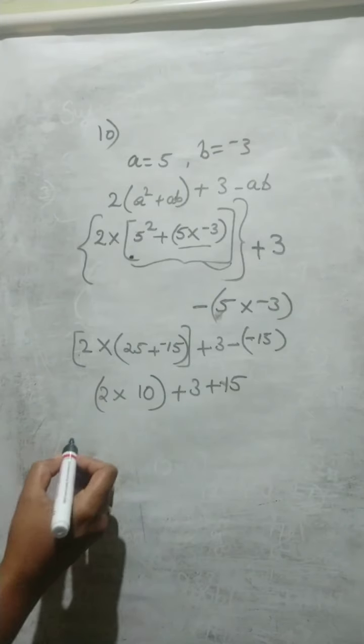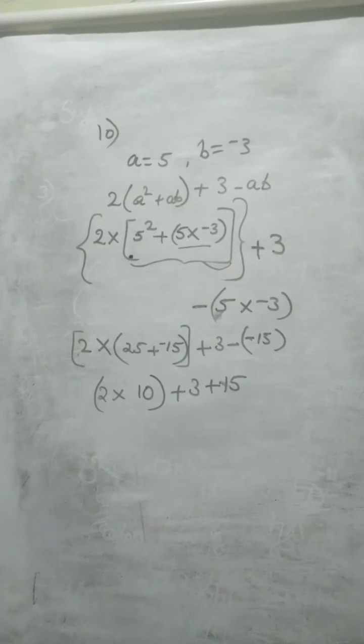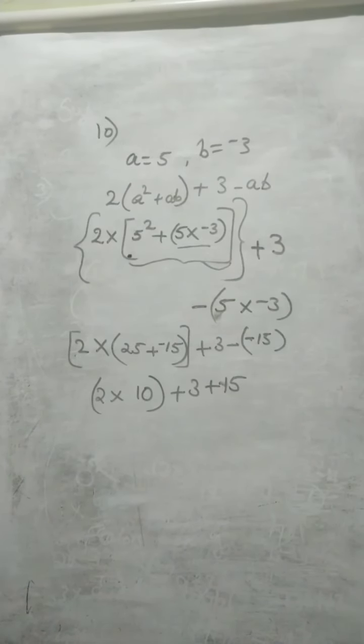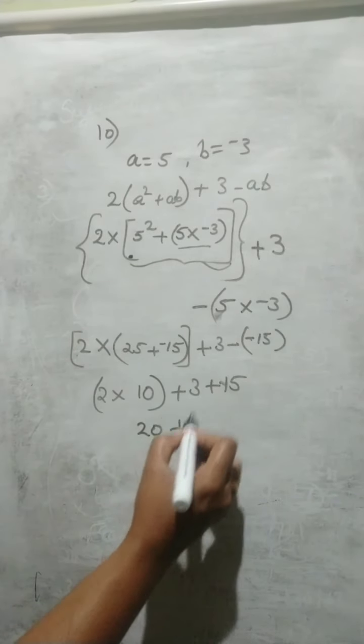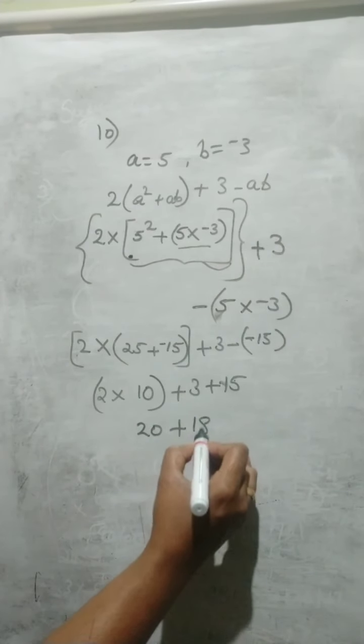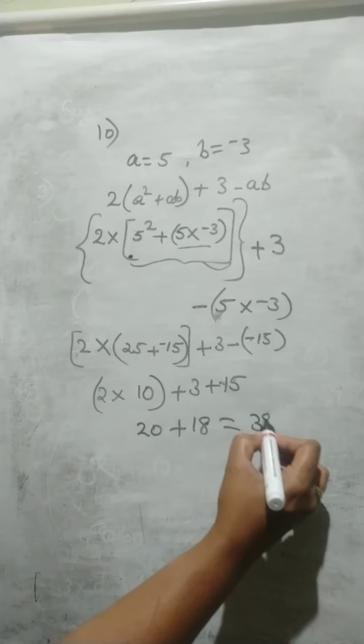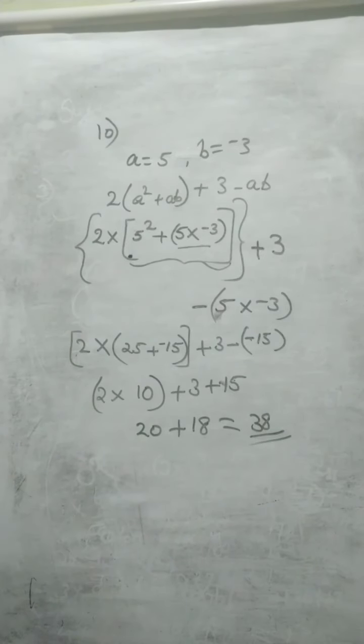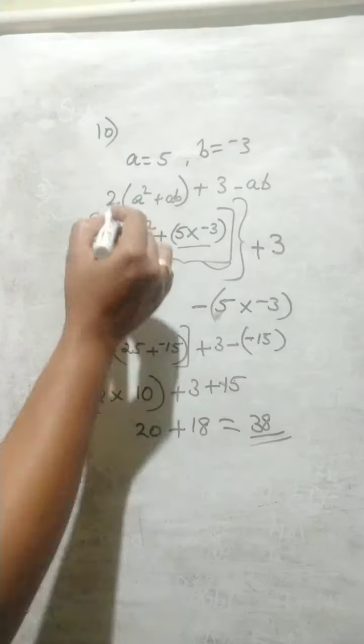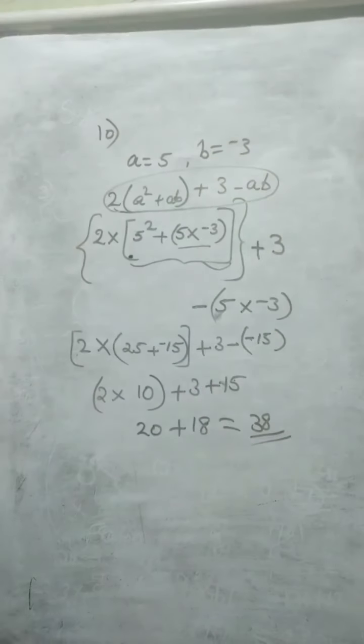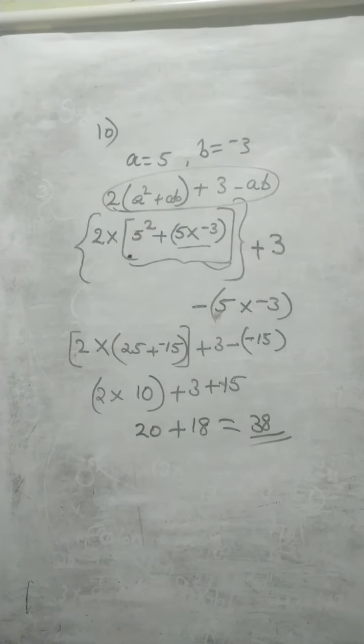Okay. Then 20 plus 3 plus 15, 18. 20 plus 18, 38. 38 is the value of this expression when a is equal to 5 and b is equal to negative 3. Okay, I think you got the idea.